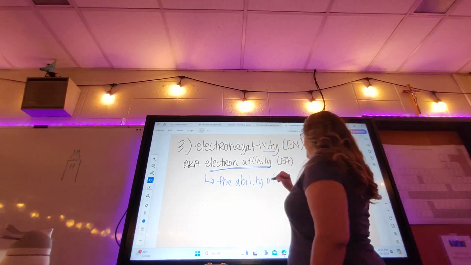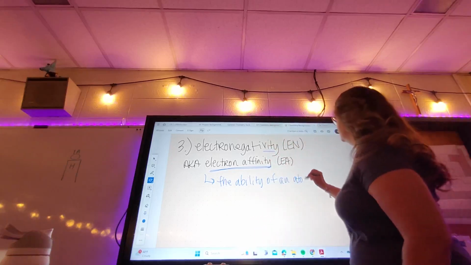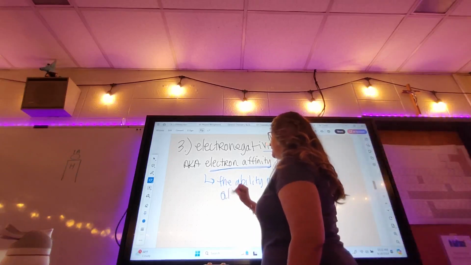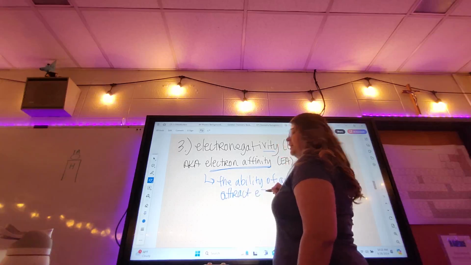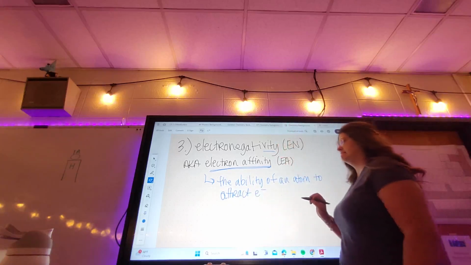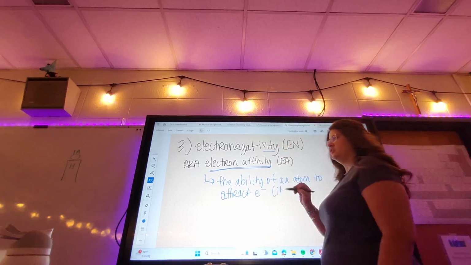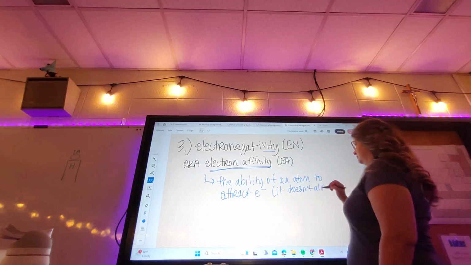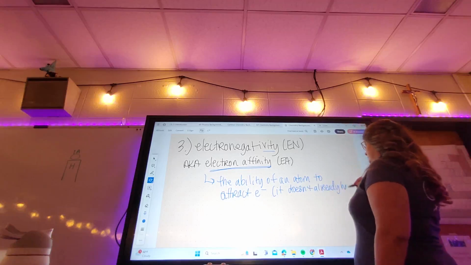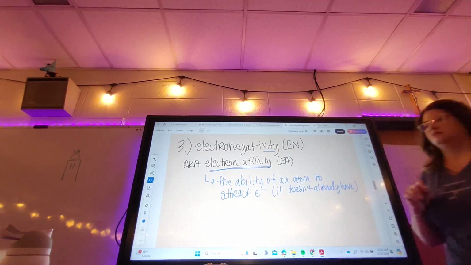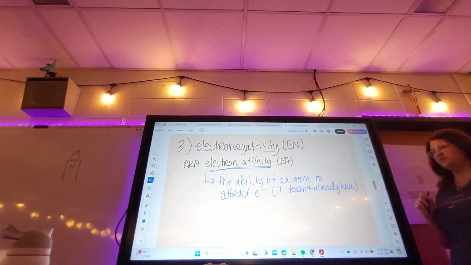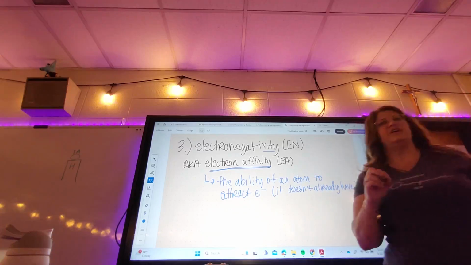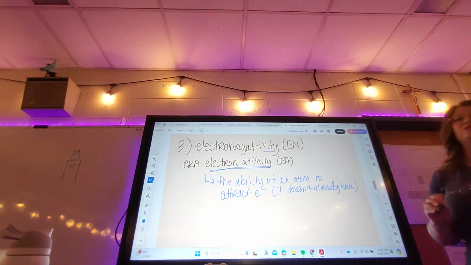It's the ability of an atom to attract electrons. But electrons it doesn't already have. So I always like to think of electronegativity, or elements that have a high electronegativity, as like my brother Craig.